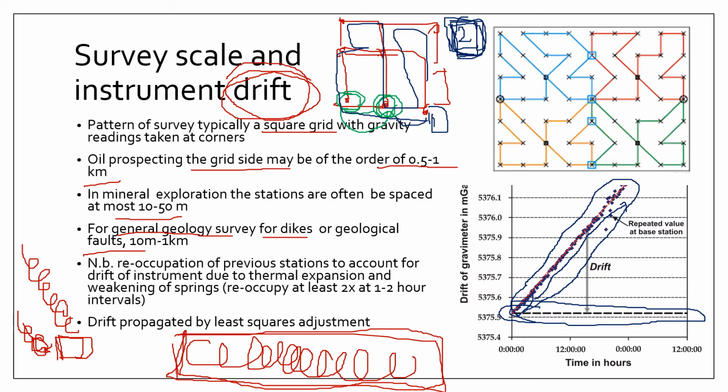So what we can do is apply a mathematical correction. We obtain the trend of this line and subtract it from the data so that the reading at the reference station will be flat. And then you apply that to the other readings you have done during the survey.